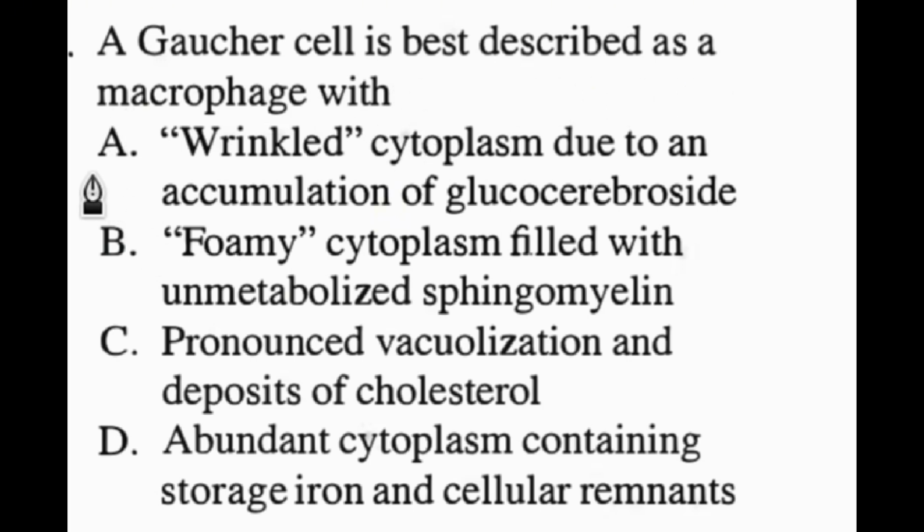So the correct answer is A. This is a classic description question. Gaucher cells are macrophages that are unable to break down a lipid called glucocerebroside due to an enzyme deficiency. This lipid accumulates in the cytoplasm, giving it a very distinct appearance that is often described as wrinkled tissue paper.